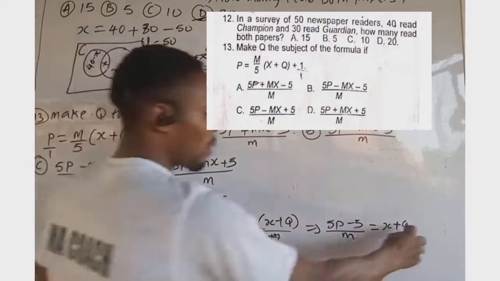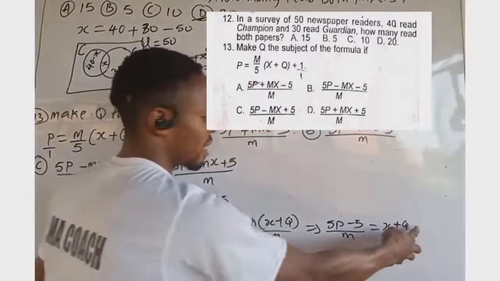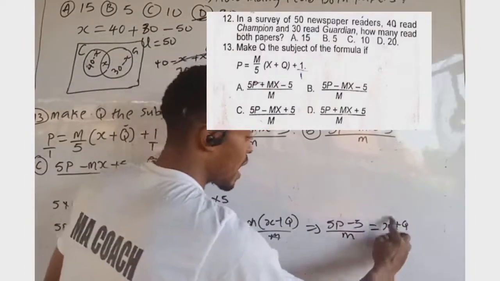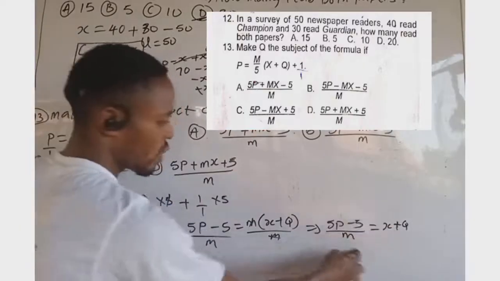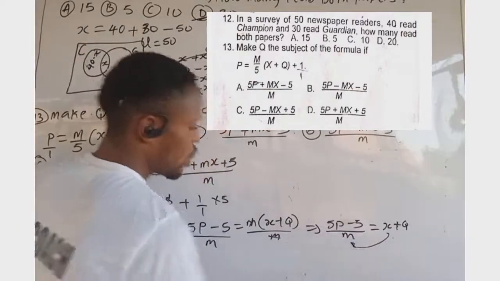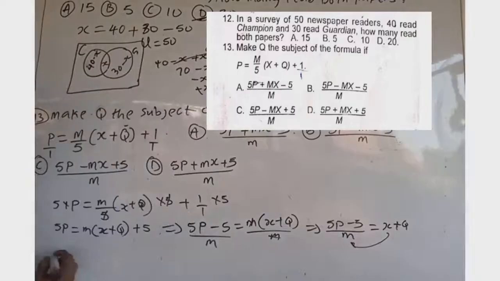So in this place, I want to make Q the subject of the formula. This place is still attached to this Q. So you bring this s to this side. When you bring this s to this side, we have 5p minus 5. When you take this one to this place, that gives us, this one is over.